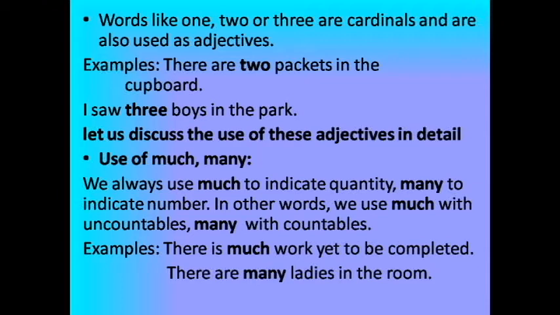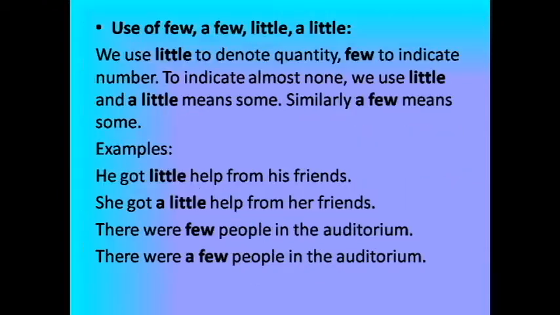For better understanding, let us have a look at the examples. There is much work yet to be completed. Here, much indicates the adjective of quantity and work is uncountable. The next example is, there are many ladies in the room. This is an adjective of number. Ladies, we can count them. So, we tell this as an adjective of number.